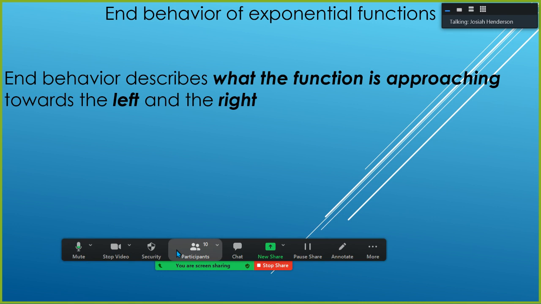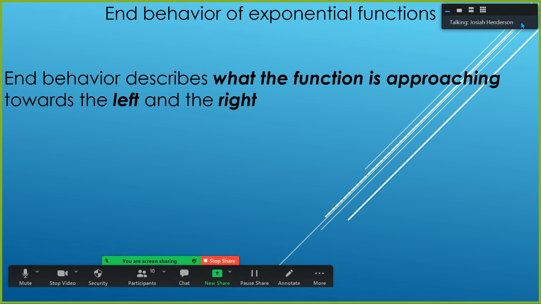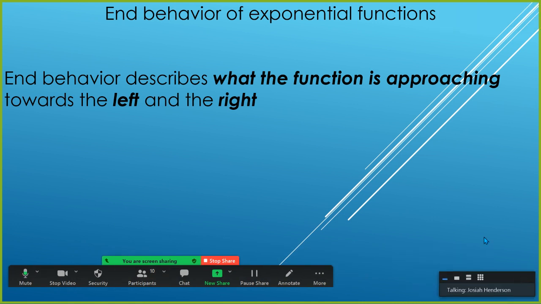We did a little bit of this yesterday, but I was a little rushed at the end. So I want to do this again with you all now. So let's talk about end behavior of our exponential functions. You're going to have some questions like this on the mastery test today and on the big test later. End behavior. Basically, what this means is it's describing what number the function is approaching towards the left and towards the right.